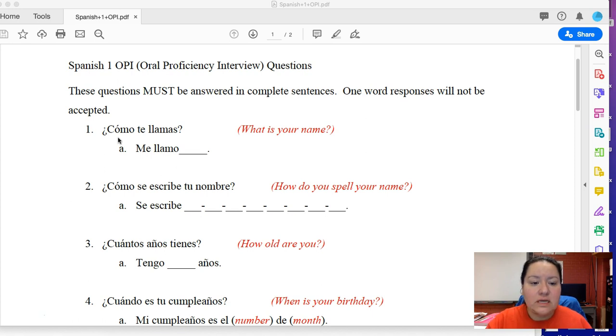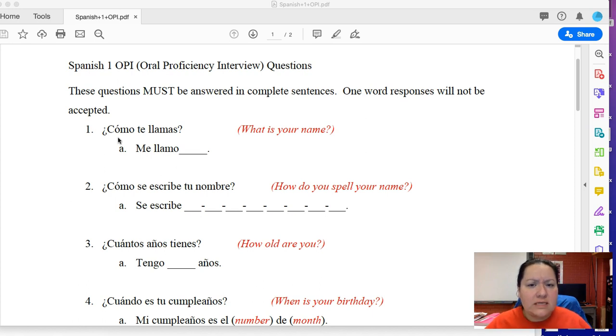Okay, so if you come in and I say ¿Cómo te llamas? and you tell me your name, then ¿Cómo se escribe tu nombre? How do you spell your name? Your response would be se escribe, and then you proceed to spell your name. So for my name, if someone says, ¿Cómo se escribe tu nombre? Se escribe Carolina.